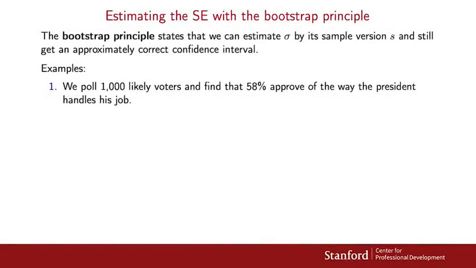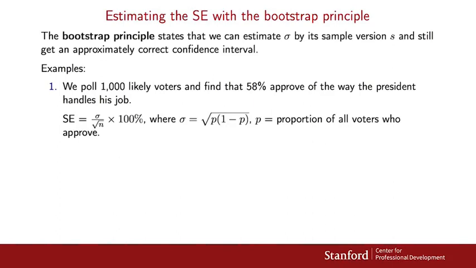Let's look at the earlier example. Suppose we poll 1,000 likely voters and find that 58% approve of the way the president handles his job. So the formula for the standard error of the percentage is sigma over square root n, and then we can convert into a percentage simply by multiplying with 100%. And sigma is given by square root p times 1 minus p, where p is the proportion of all voters who approve. That's simply using a formula which we looked at earlier. So in this case, p is unknown to us, because we don't know the proportion of all 140 million voters who approve.